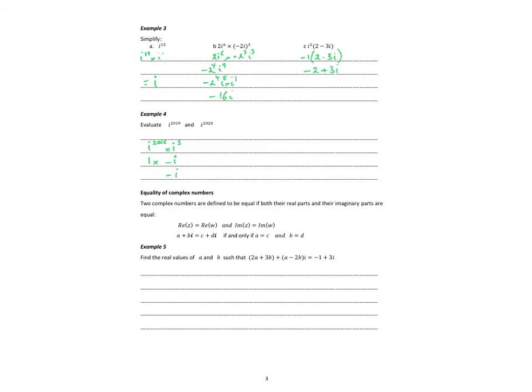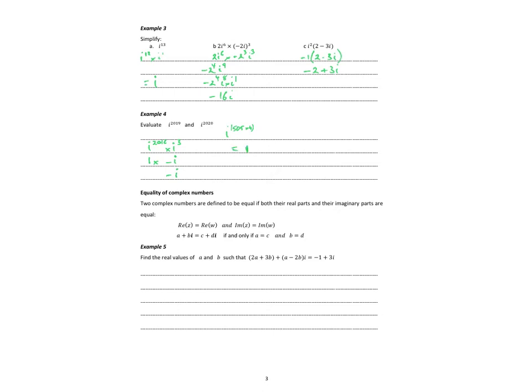i to the 220, same sort of thing, isn't it? So that's really just i to the, what is it, 2020. What's that, 504? 505. 505 times 4. So it's just an even multiple of 4, so it's just going to be equal to 1.